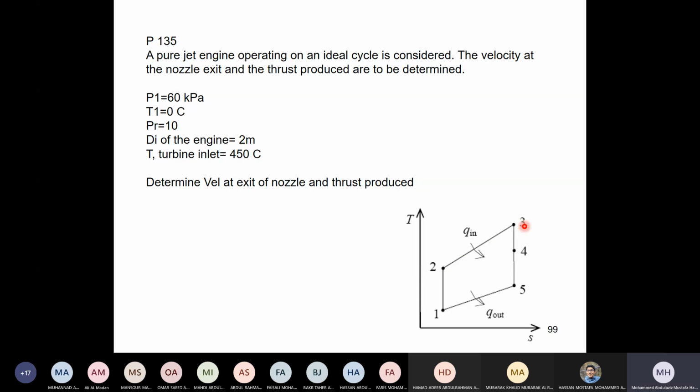This is the same as we were given earlier in the gas turbine. We're given this point, pressure and temperature. We're given the compression ratio, and then we are given the temperature at this point. And it's giving us the diameter for something else. We'll see this later.